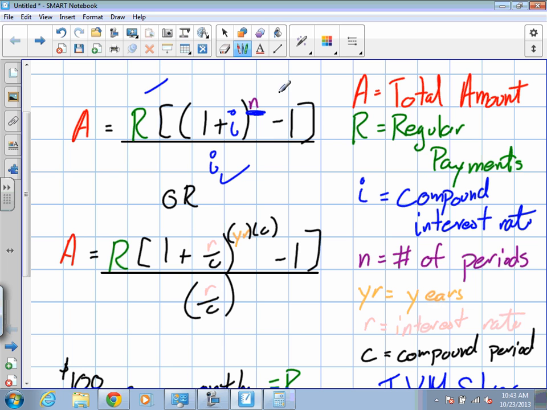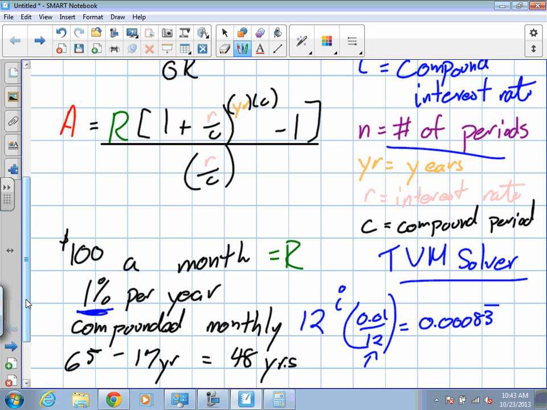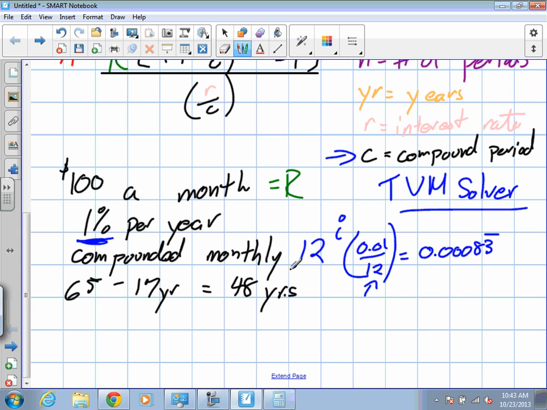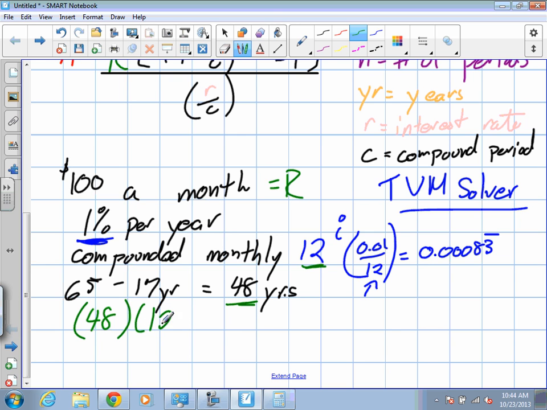N is the number of total periods over the life of the annuity. To calculate N, we take our years and multiply by the compound period. How many years are we going to do this for? 48. We're going to do this every single month for 48 years. So we take 48 and multiply by the compound period, which is 12. How many times will this occur, the number of periods?